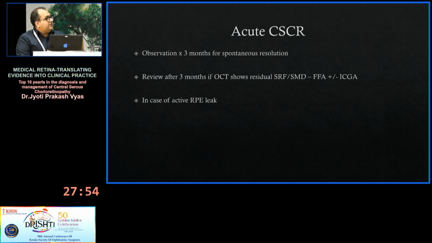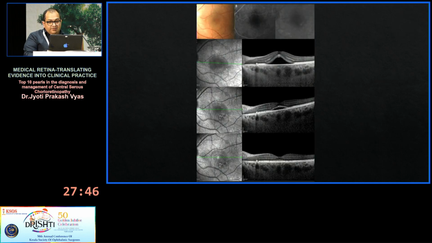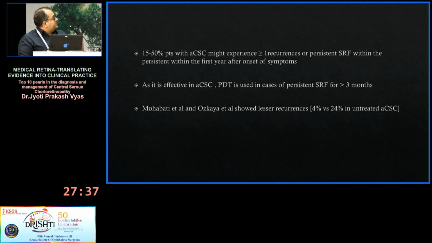If it is a subfoveal leak, a PDT can be done even in an acute CSR, and if it is an extrafoveal one, probably a focal laser to the leak can be done. This is just to show, post-focal laser, how the CSR tends to resolve and a normal foveal contour is achieved. About 15 to 50% of patients of acute CSCR who are not treated actually tend to have more than one recurrence over a period of 1 year.